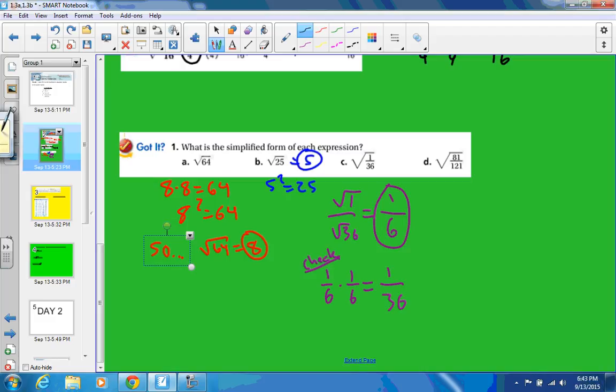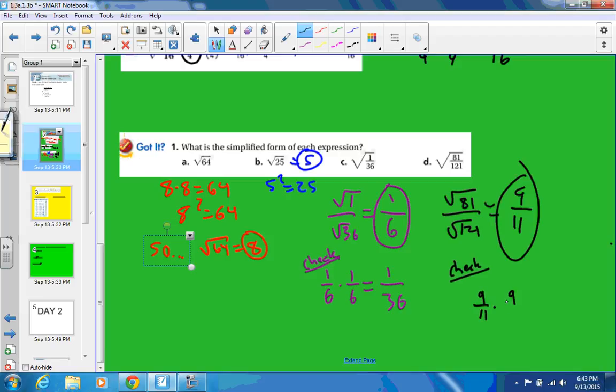And lastly, we're going to do the same thing here. Let's just break it down by the square root of 81 over the square root of 121, because you're really doing two different things. 9 times 9 gets you 81. So we got 9. And ooh, this is the harder one. If you remember, it's actually 11 times 11 to get you to 121. So your answer is 9 over 11. And let's check here. 9 over 11 times 9 over 11 equals 81 over 121. So that would work. Okay? Make sure if you have questions on this, you write a question down and you bring it to class. We're going to be working on these the next day.